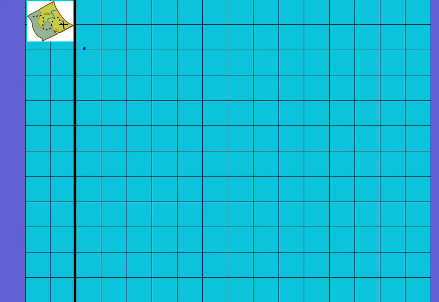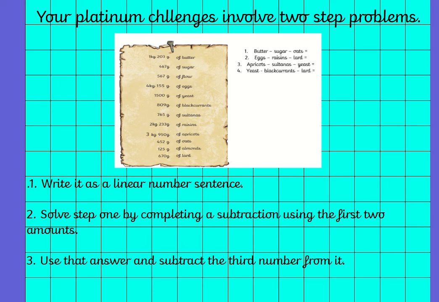Okay, so if you move on to platinum, well done. Platinum is slightly different in as much as you've now got to do 2-step problems, okay? So have a look. Butter minus sugar minus oats, etc. Remember, with 2-step problems, remember from our skills lesson last Thursday, write it as a linear number sentence first, so it's nice and clear for you. Then you need to solve step 1 by completing the subtraction of the first 2 amounts, and after that you need to answer and subtract the 3rd number from it.